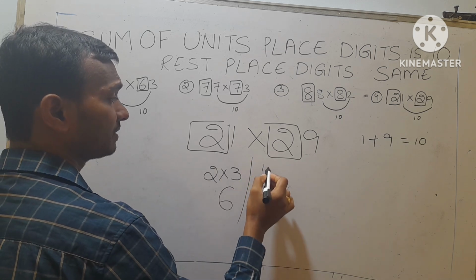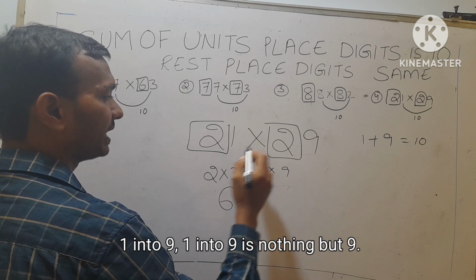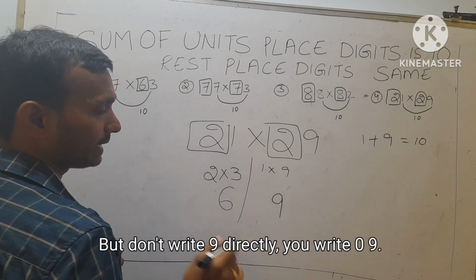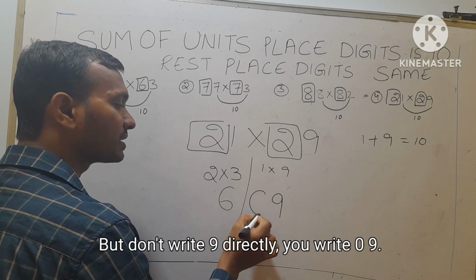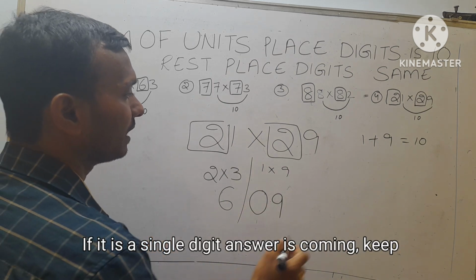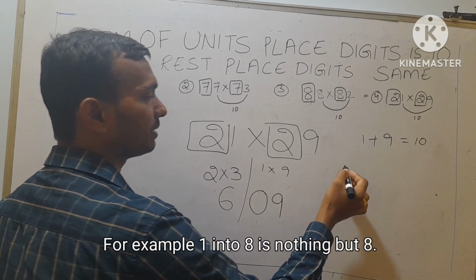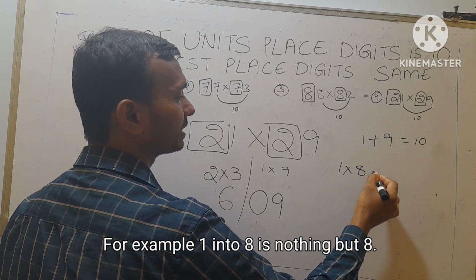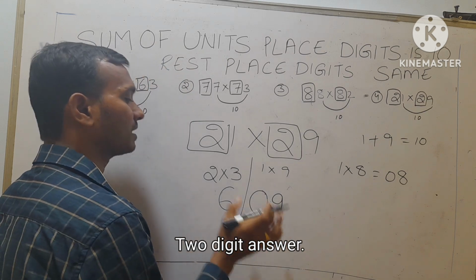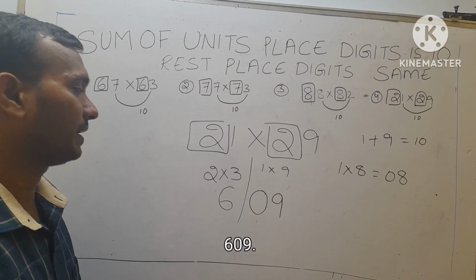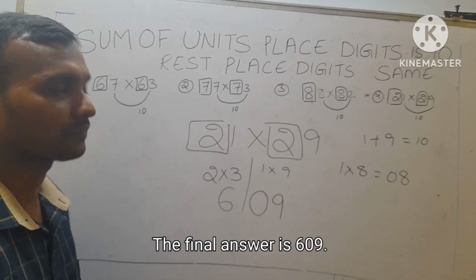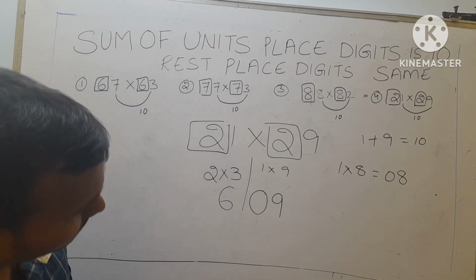The second part contains 1 into 9. 1 into 9 is nothing but 9. But don't write 9 directly. You write 09. If a single digit answer is coming, keep 0 in front. For example, 1 into 8 is nothing but 8, but you write 08, a 2 digit answer. So 609. The final answer is 609. Next.